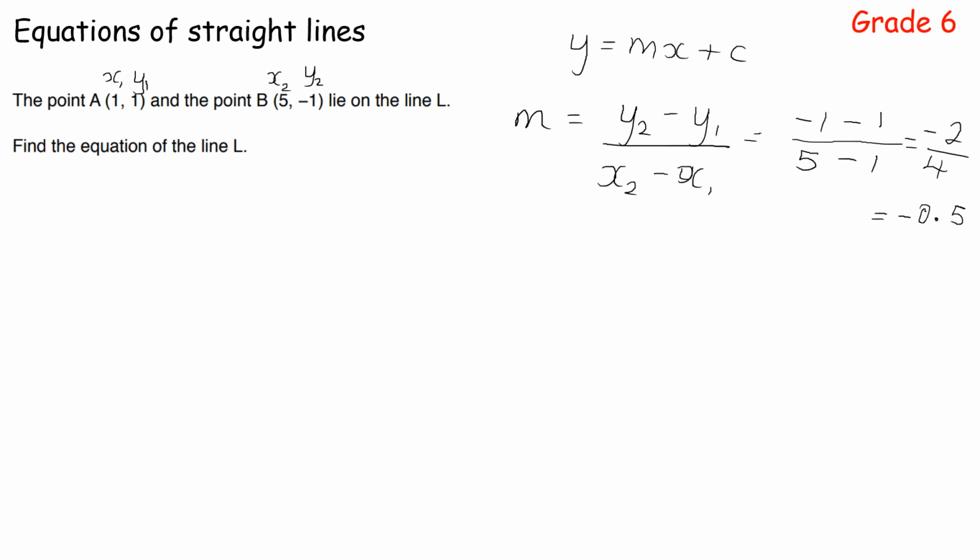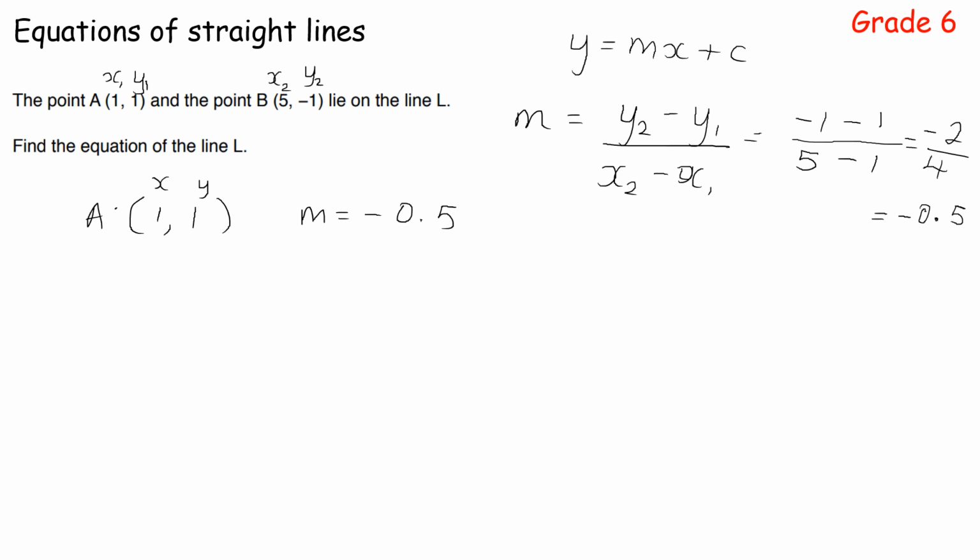Okay, so now I can go back and find the equation of the straight line. Now I have the gradient, and I have 2 points. So I can pick any of these points because they lie on the same line. I'm going to use point A, which is (1, 1), and the gradient, which is minus 0.5. So that's my x-coordinate, that's my y-coordinate. And then I do the same as I did prior.